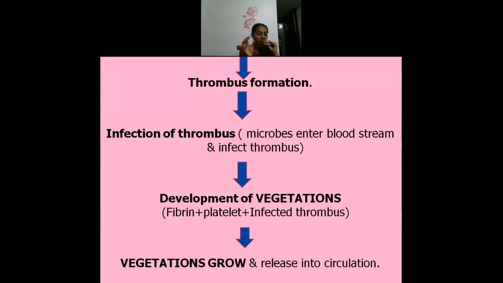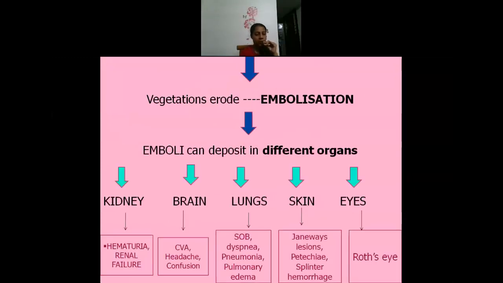What will happen further is this vegetation will grow slowly, and because of the gushing or turbulence of the blood, it will be released into the circulation. If this vegetation is released into the circulation, it is more harmful. When the vegetation is released into the bloodstream, it will result in septic embolism or embolization. Emboli means actually a moving clot, and this emboli can dislodge in any organ.